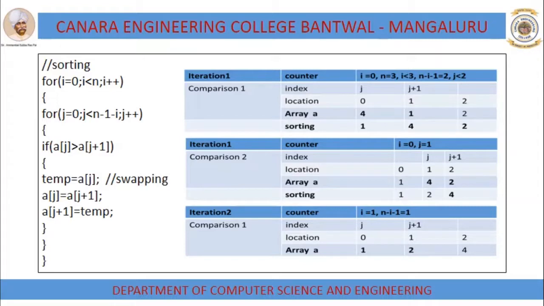Now i will be incremented by 1. i was 0, i becomes 1 now. So 1 is less than 3. The condition is true, so control will come back inside now.